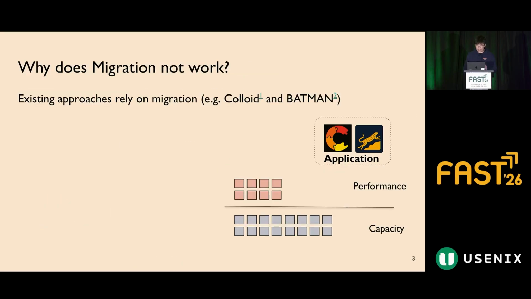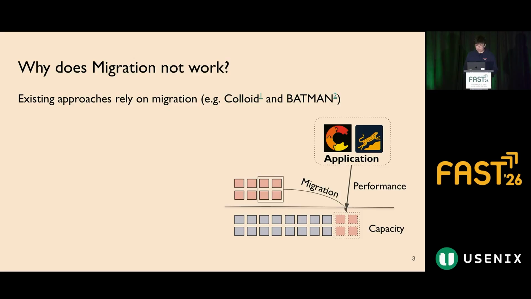Previous work has addressed this problem in tiered memory systems by using migration, such as Colloid and Batman. The idea behind these systems is simple. When the workload becomes intensive, the system will move some of the hot data from the performance tier down to the capacity tier, so some requests can be served by the capacity tier. As a result, the system delivers higher throughput because of the extra bandwidth from the capacity tier.